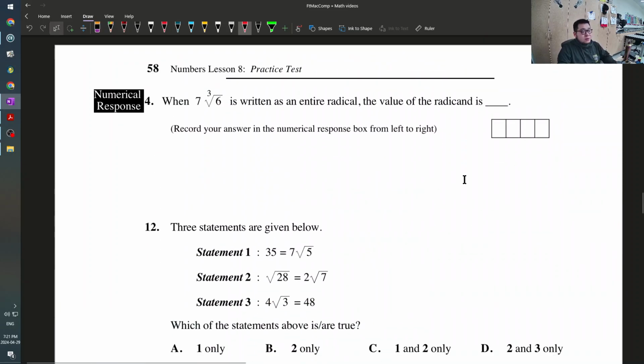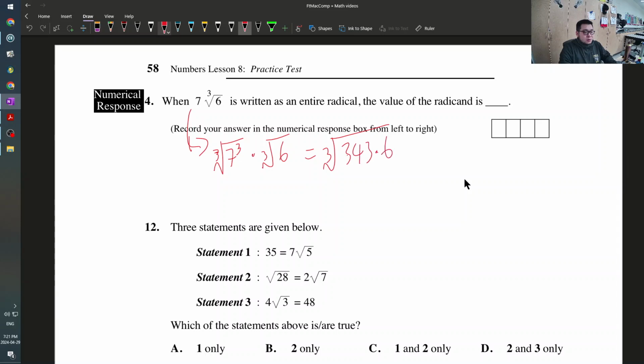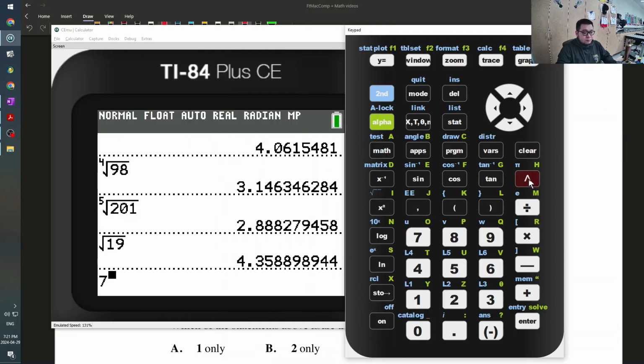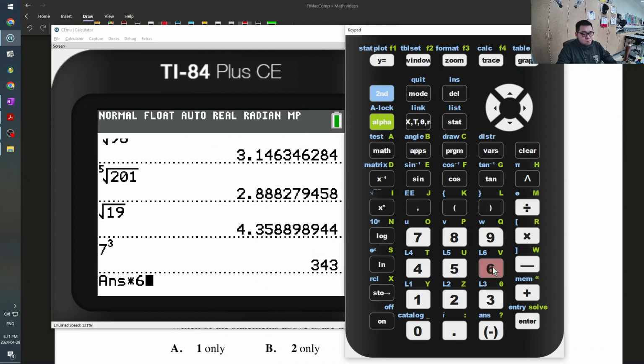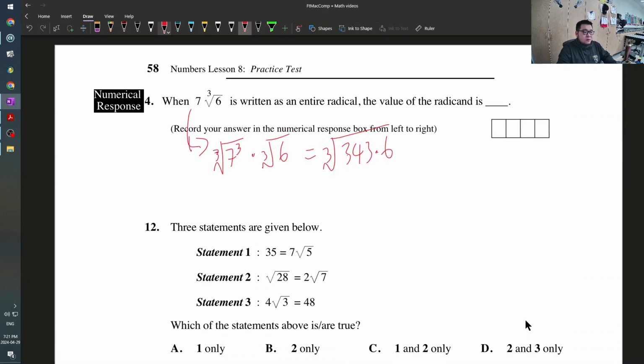4. When this is written as an entire radical, what is the value of the radicand? So this is equal to the cube root of 7 cubed times the cube root of 6, which is equal to the cube root of 343 times 6. 2058. I get the cube root of 2058.